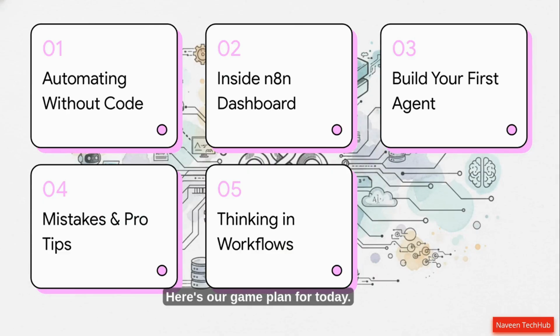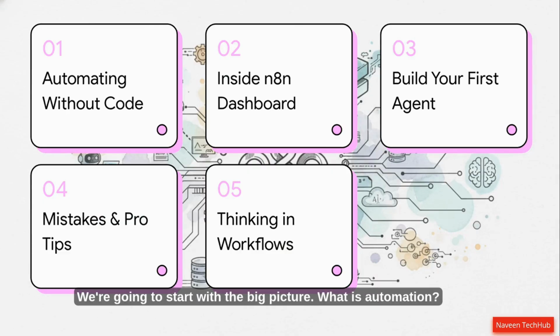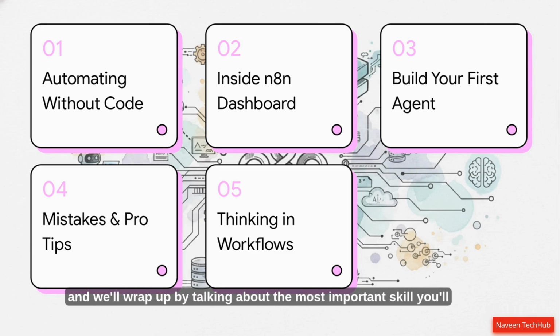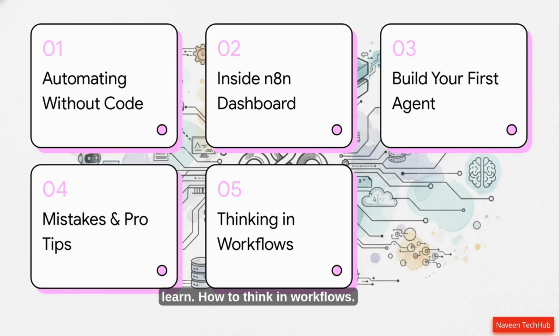Okay, so let's jump right in. Here's our game plan for today. We're going to start with the big picture. What is automation? Then we'll get our hands dirty inside the n8n dashboard. After that, the exciting part, we'll build our very first AI agent together. Then we'll cover some common mistakes you can avoid, and we'll wrap up by talking about the most important skill you'll learn: how to think in workflows.